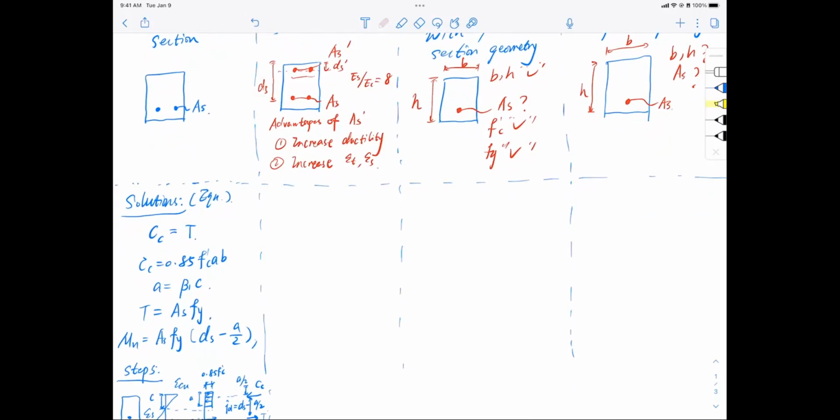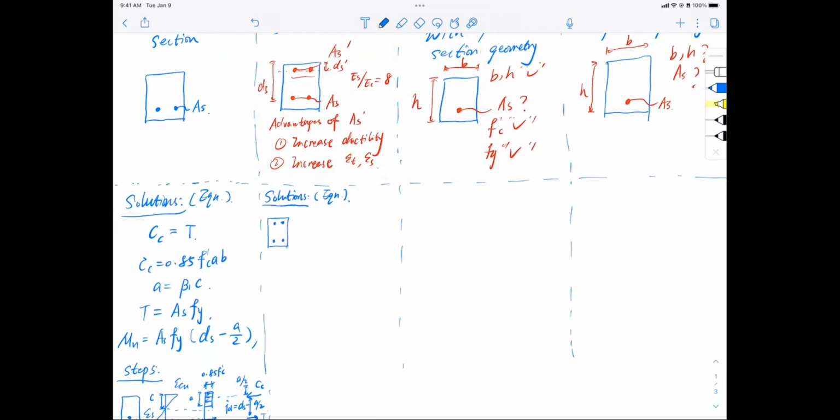Okay, so with that, let's take a look at the solution. The solution for the doubly reinforced section is a little bit complicated. To be precise, let me bring up the diagram early, because you need to see the rationale behind it.